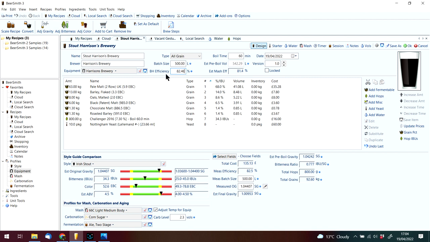So we've just figured it out. Our brewhouse efficiency was 82.46. The estimated mash efficiency was 81.4. So now we've just plugged our numbers back in and it's given us our estimated brewhouse efficiency for this particular beer. So we know if we want to make this beer again and we want to hit our numbers again, then we would use that 82.46.